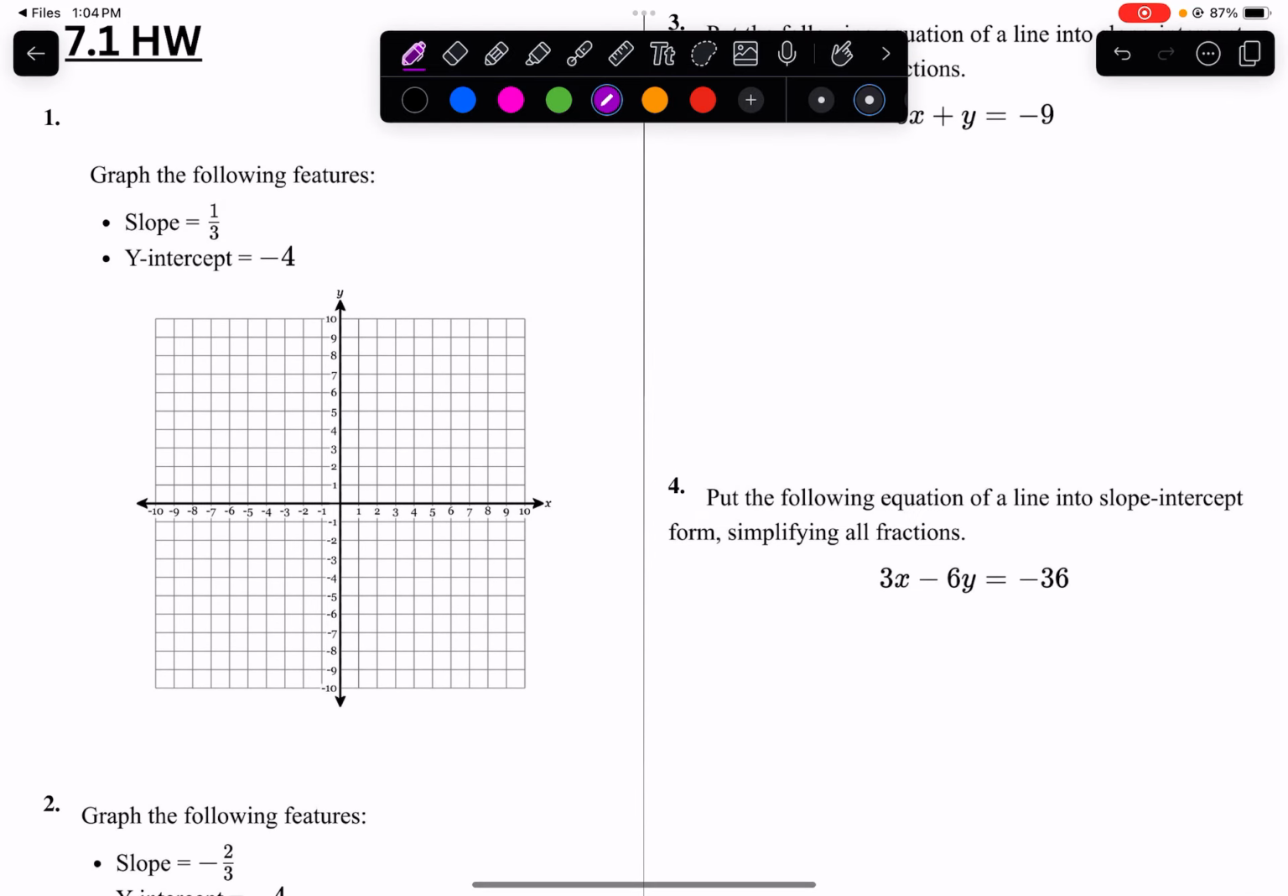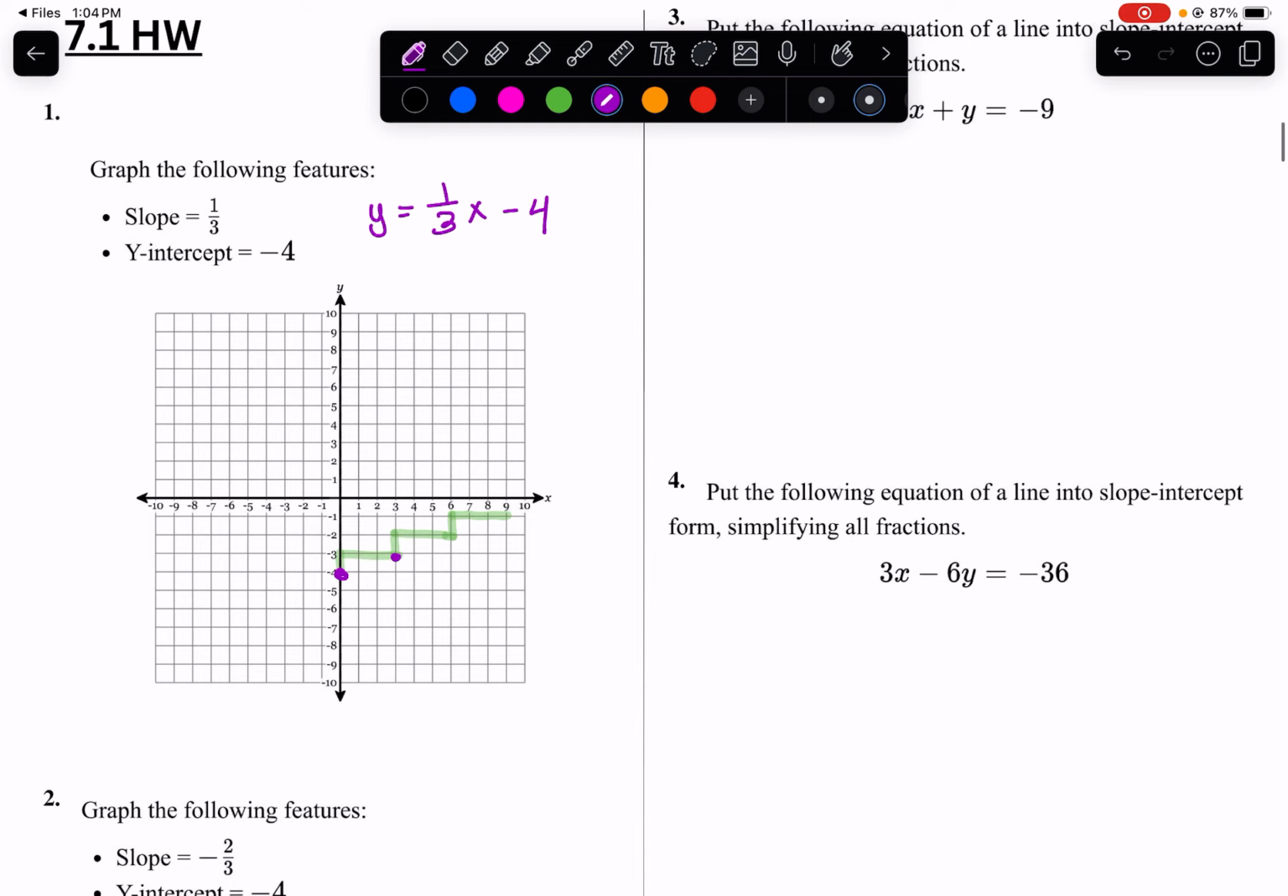So now for your homework. Some of these you're graphing, some of them you're just solving for slope-intercept form. So first, if we're graphing, this equation would end up being 1/3 x minus 4, so I'm starting at -4. My slope is positive, so I'm going up 1 over 3, up 1 over 3. Plot your points, connect, and we get y is equal to 1/3 x minus 4.